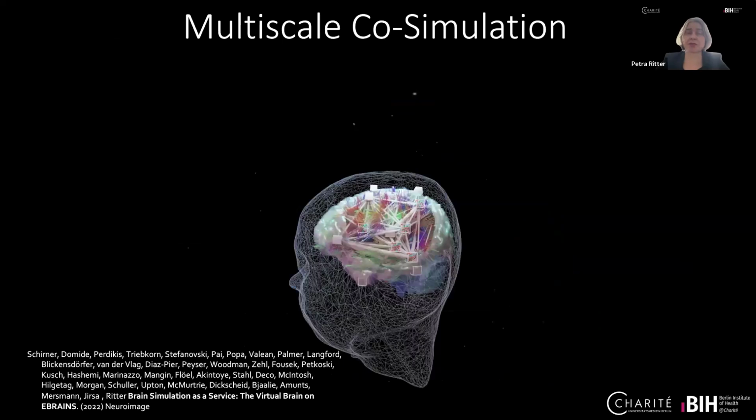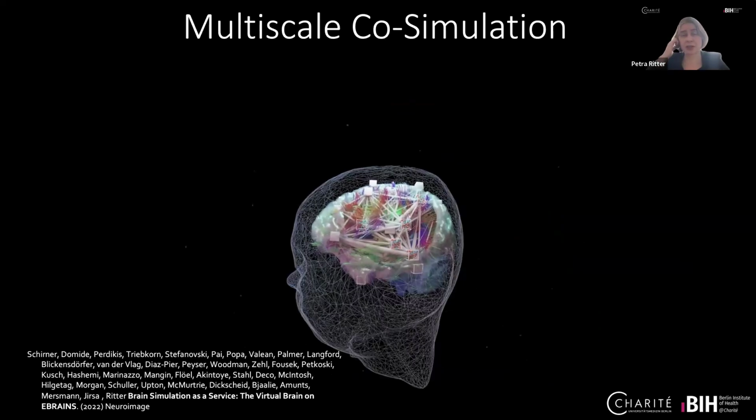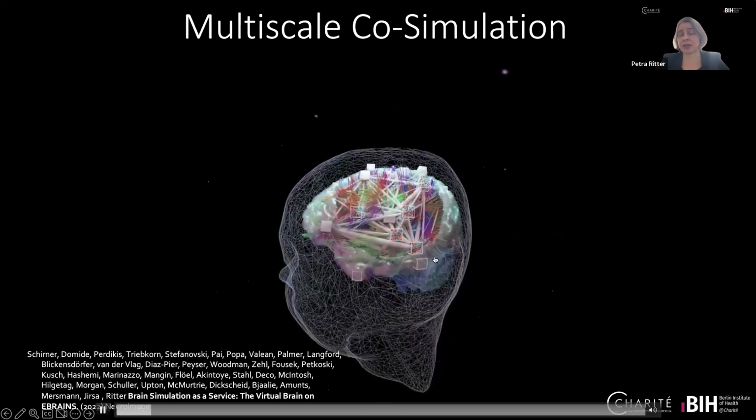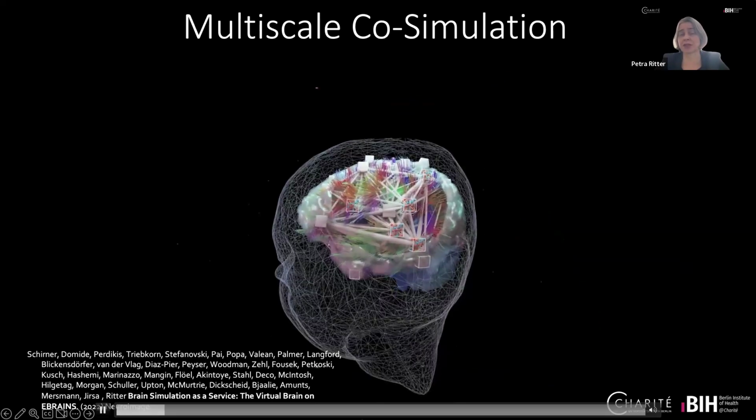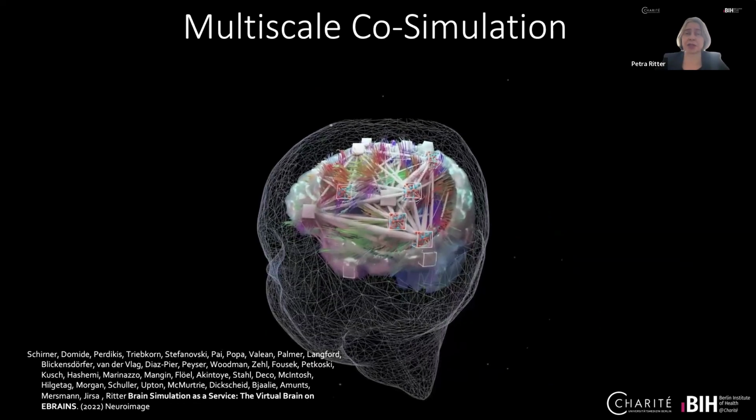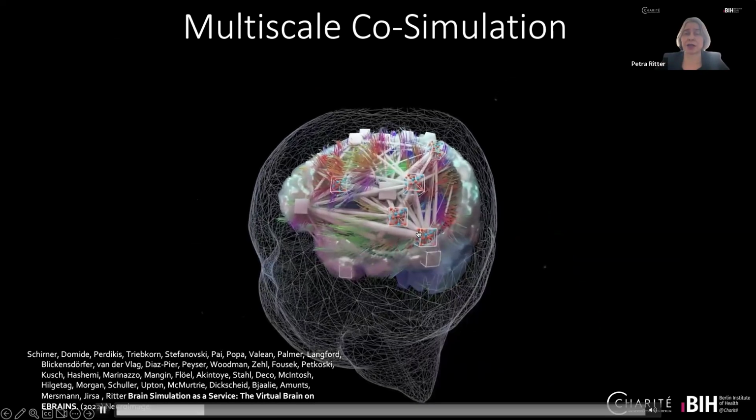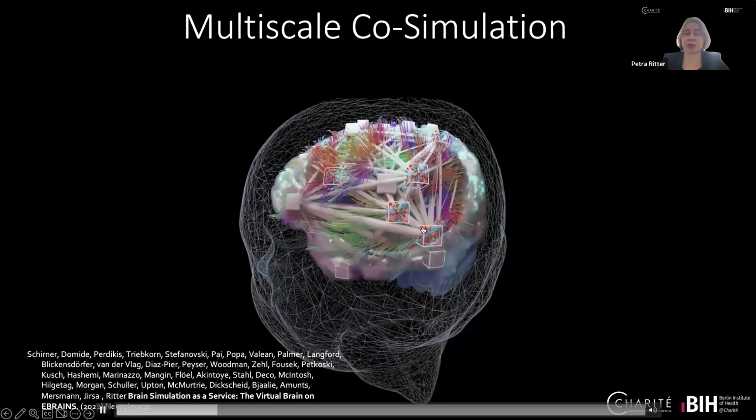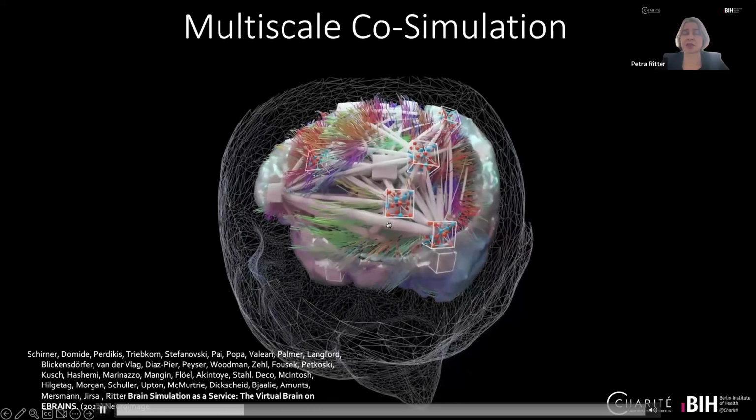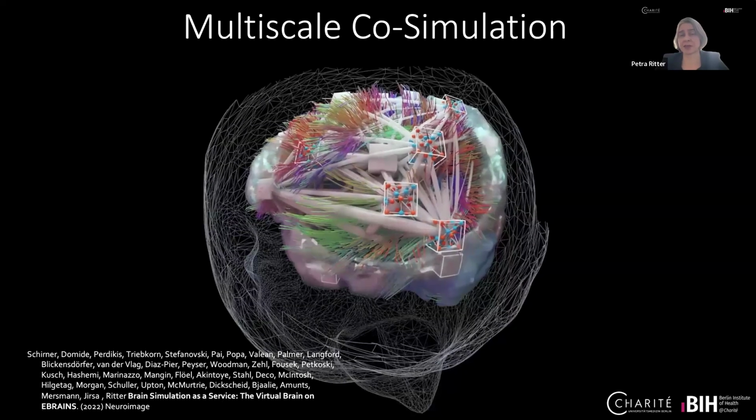In recent years, we also have developed an interface for multi-scale co-simulation, where The Virtual Brain, which typically simulates the brain at a pretty coarse level, can be interfaced with microscopically detailed neural network simulation frameworks such as NEST or Arbor. And with this, we can build multi-scale models where some parts of the brain are simulated via spiking neuron models, and others via mean field models, and they're interacting and influencing each other via the existing interfaces.